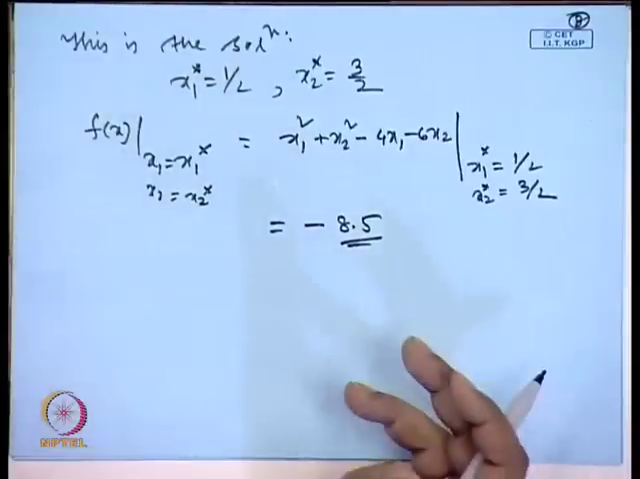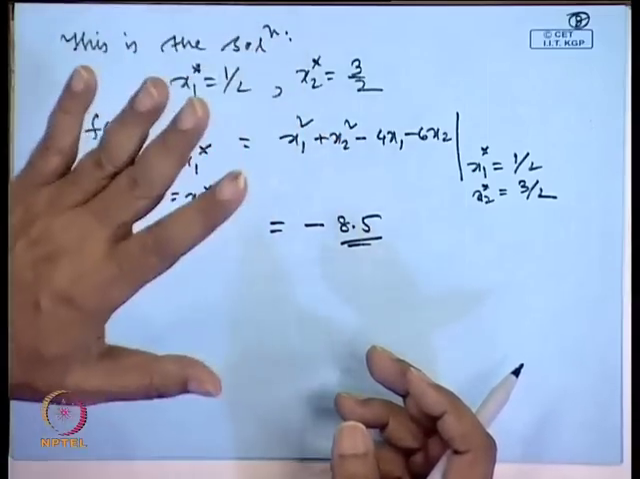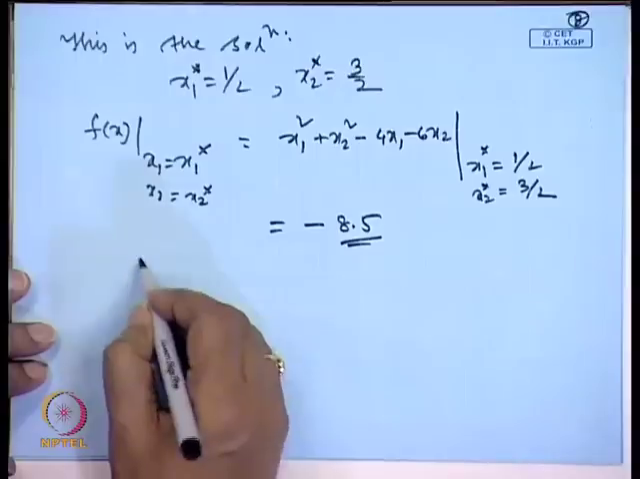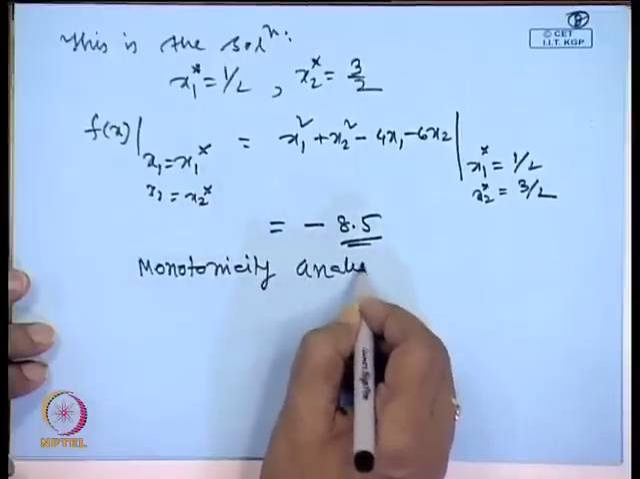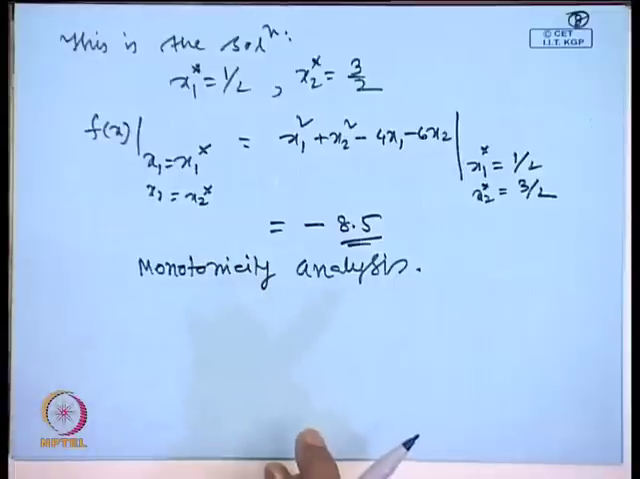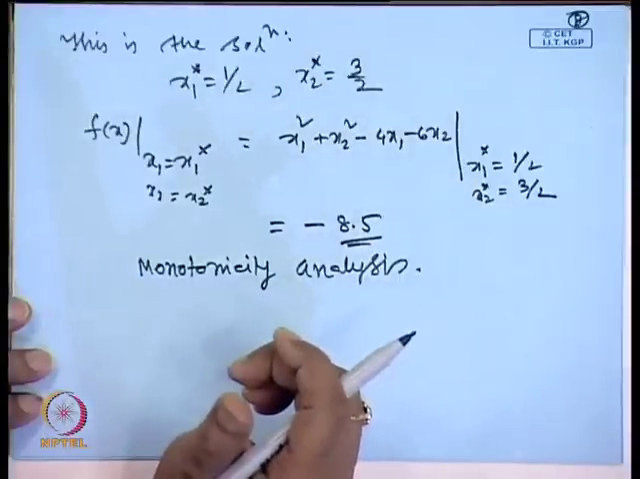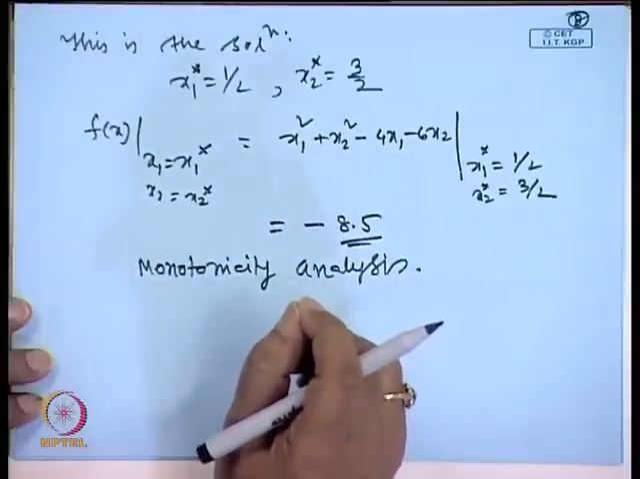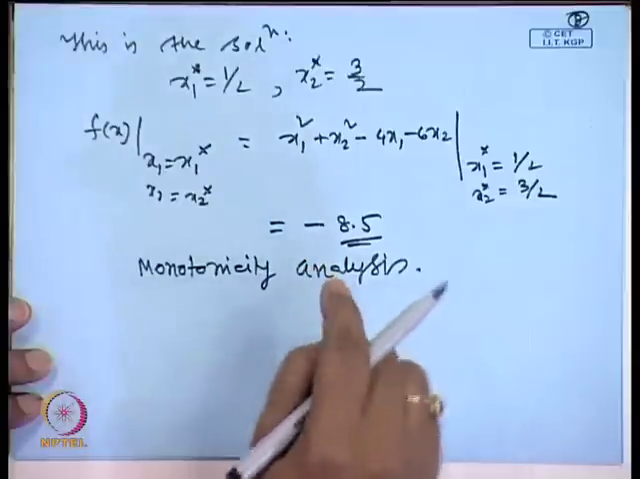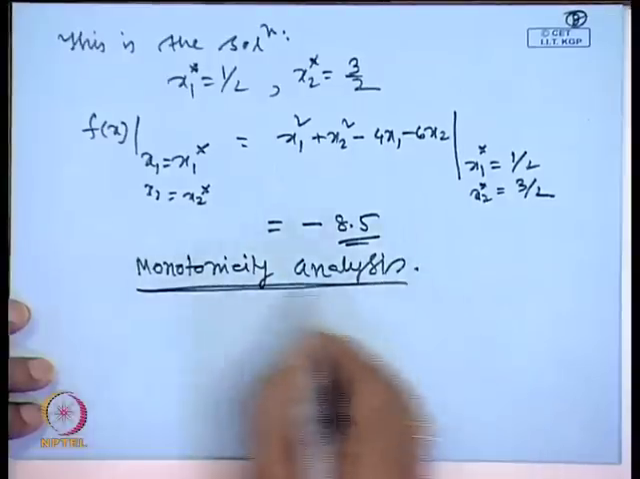Now you got the value of the function at that point, but how do you ensure that this will give you the minimum value of the function? One can check this by using monotonicity analysis. We have discussed earlier that at this point you give a small perturbation. If it is a minimum value and you give a perturbation around this point, and the function value increases, then it indicates we have reached the minimum value. So, this is called monotonicity analysis.